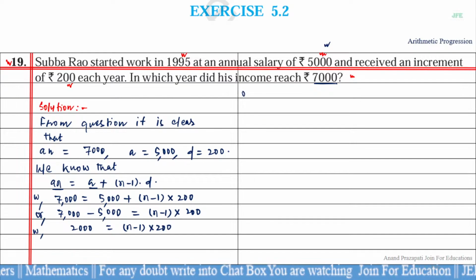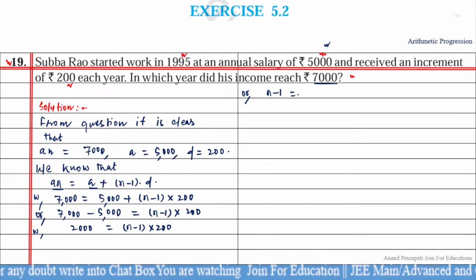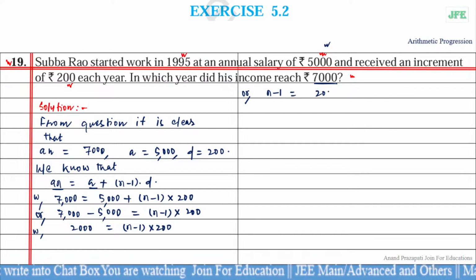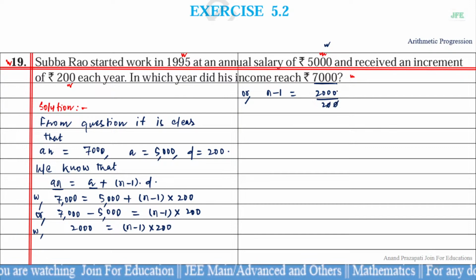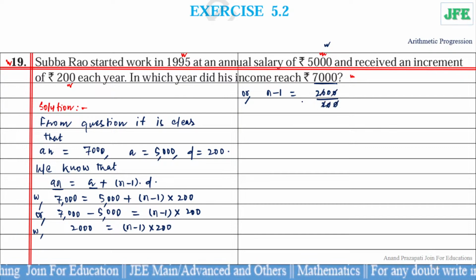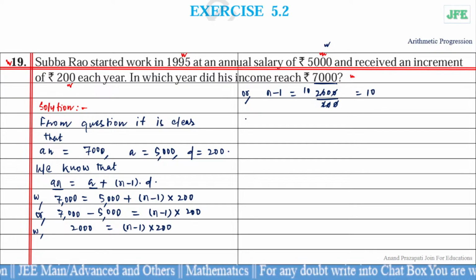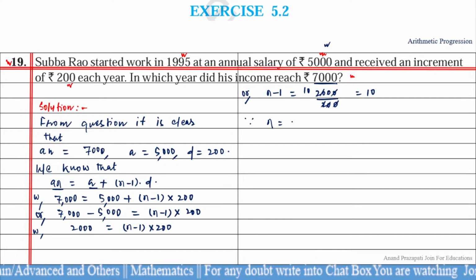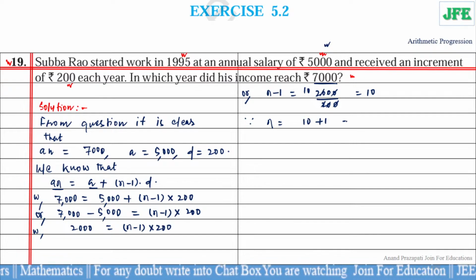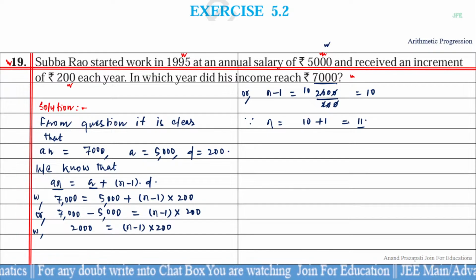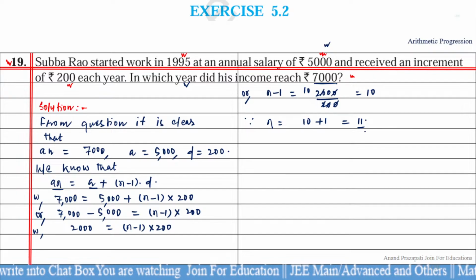So here the next step will be n minus 1 equal to 2,000 by 200. So we cancel out here. So we write down here 10, equal to 10. Therefore here n equal to 10 plus 1 equal to 11. So in which year? It means in the 11th year.